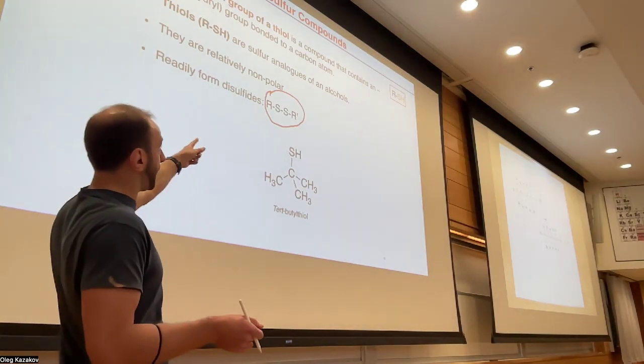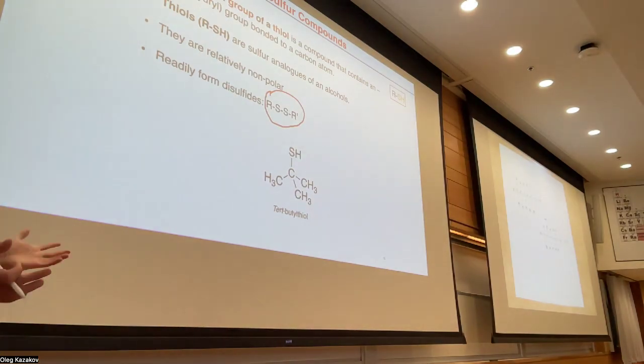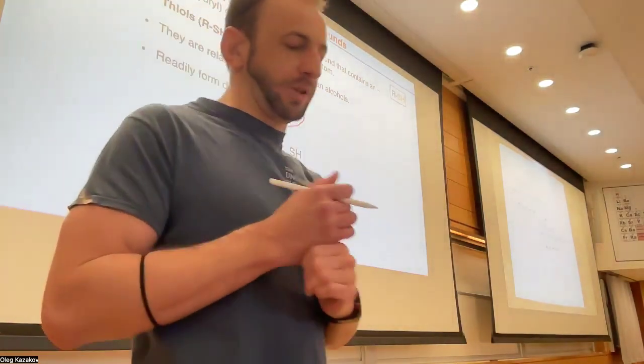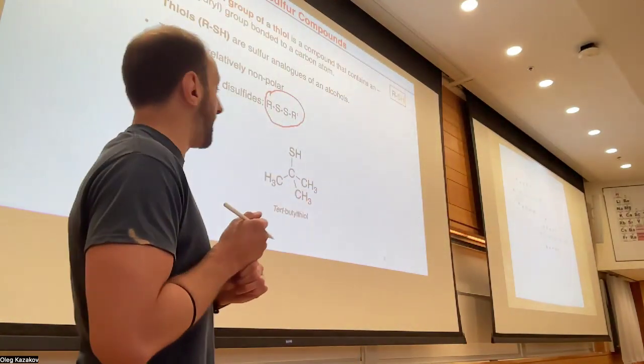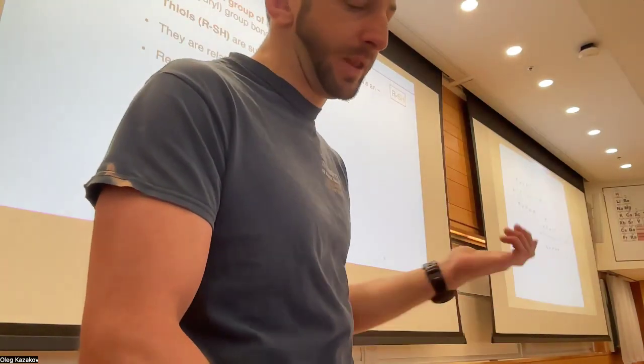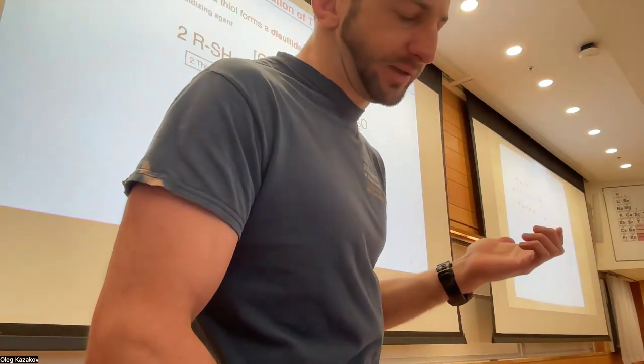Maybe R will be methyl, R prime will be ethyl, right? So that's going to be your simple example of a disulfide. So they're derived from thiols. So now let's take a look at the chemical reactions.